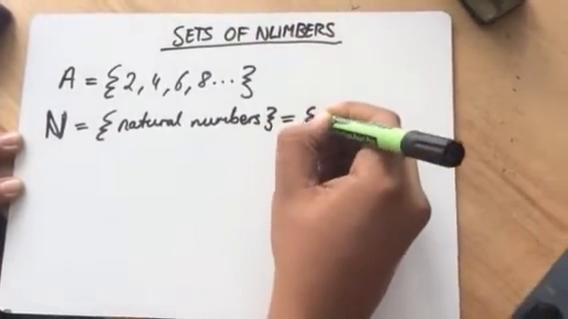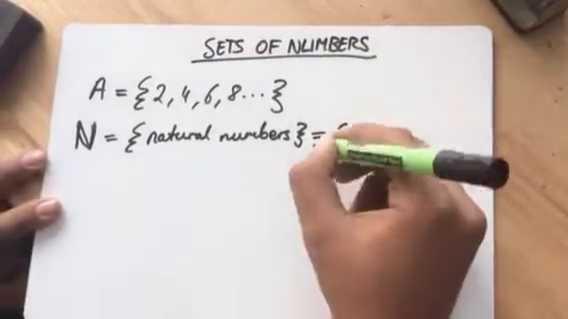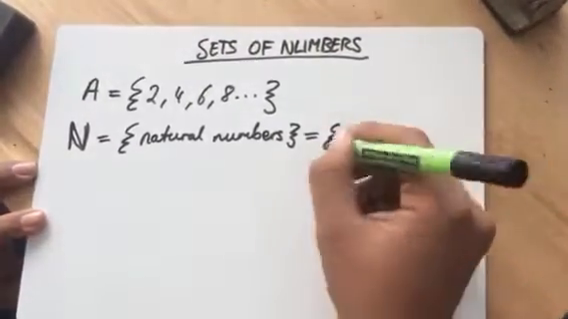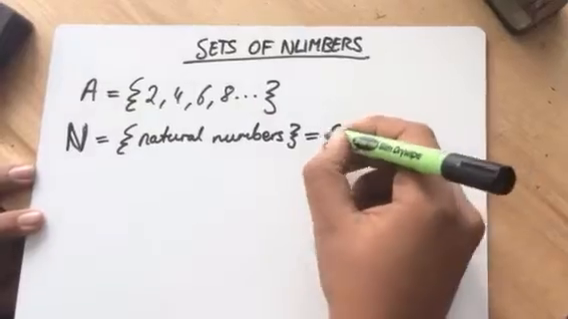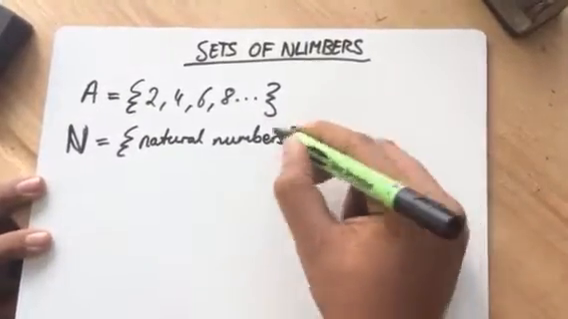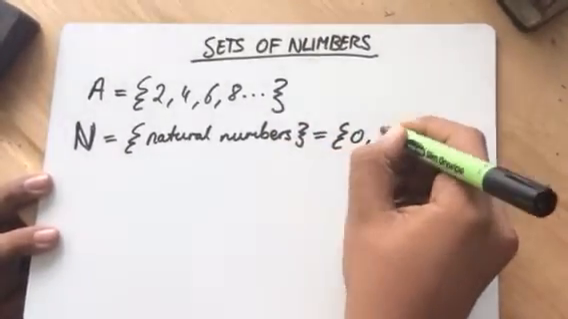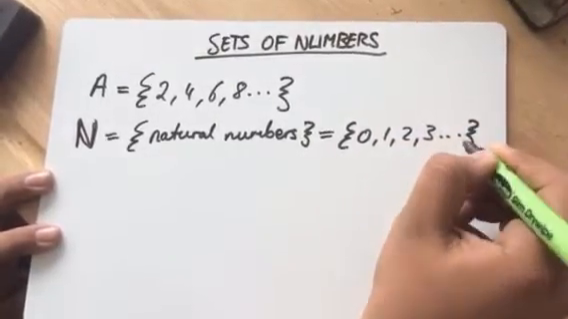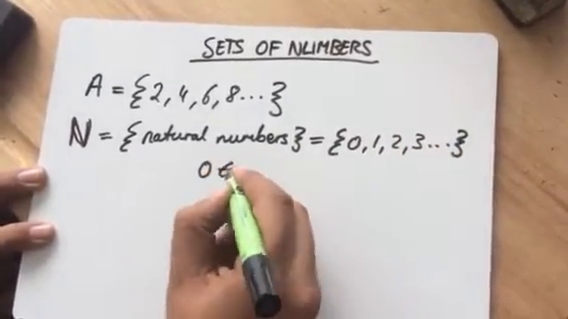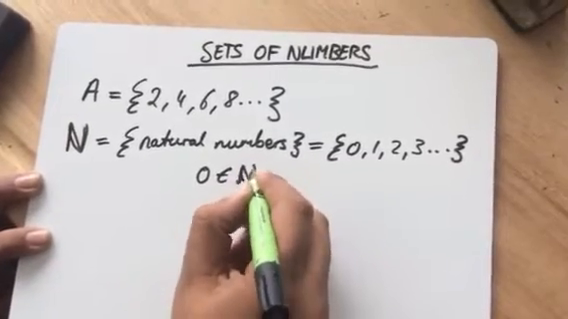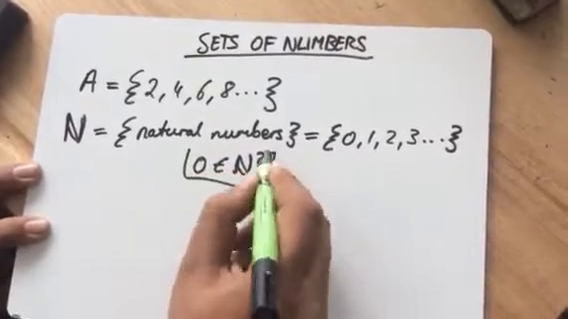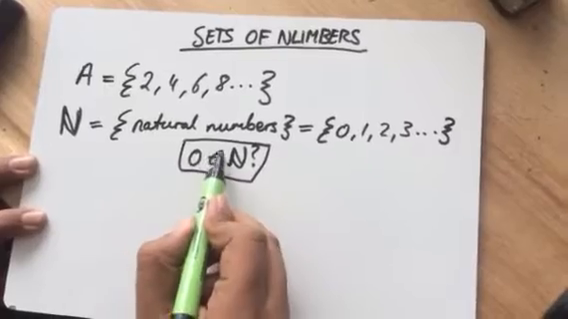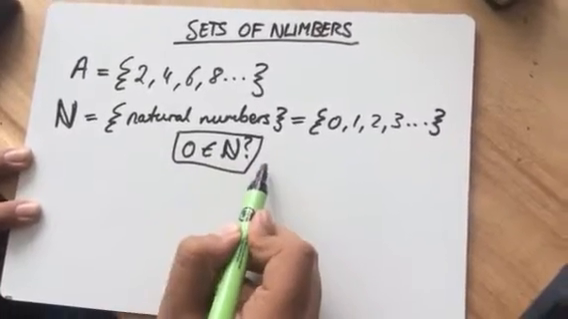These are all the numbers used to count daily objects. Now, there's actually a debate on whether 0 is an element of N, but in the IB syllabus it is, so we would count it as an element. The set of natural numbers involves 0, 1, 2, 3, all the way up to positive infinity. So I'll just put that here, so you're aware that 0 may or may not be an element of N. This fancy E notation here just means is an element of.